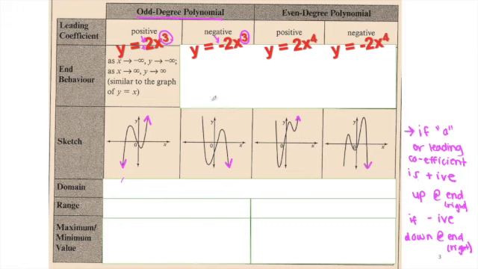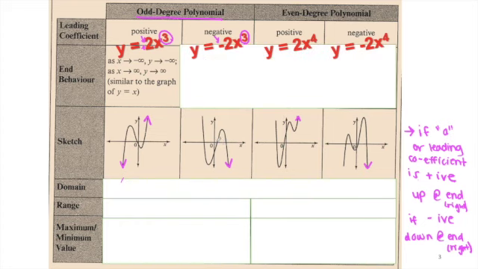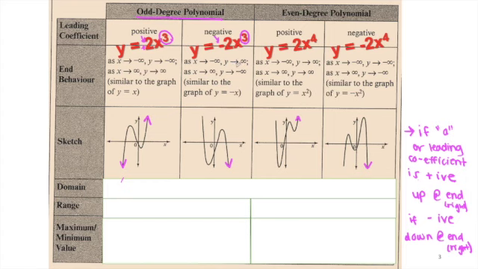For negative, if we looked at this, as x is approaching negative infinity first, as x is approaching negative infinity, your y's are approaching positive infinity. And as x is approaching positive infinity, your y's are approaching negative infinity.